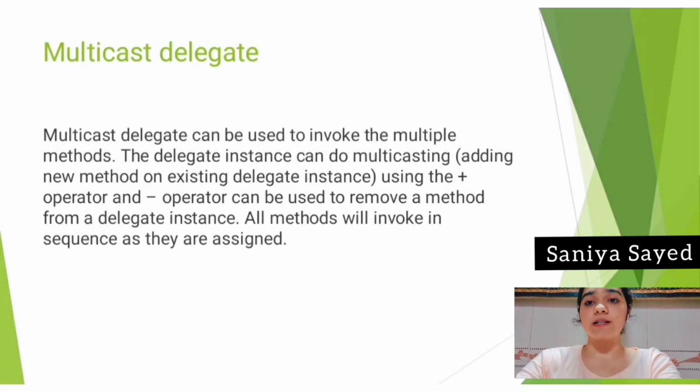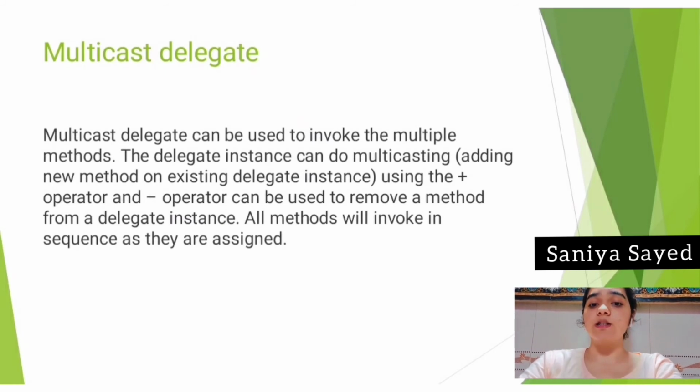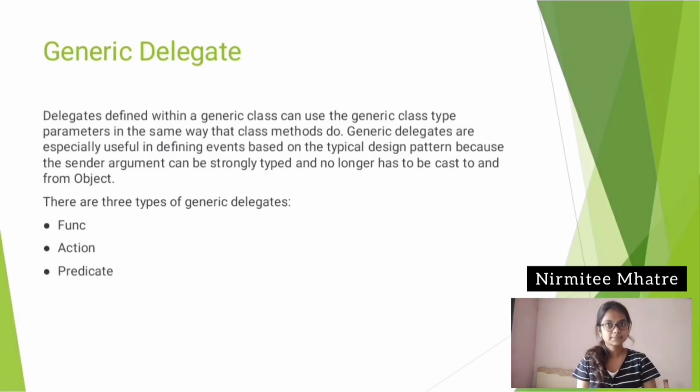Next we have multicast delegates. Multicast delegates can be used to invoke multiple methods. The delegate can do multicasting, that is, adding a new method to existing delegates using the plus operator, and using the minus operator it can remove a method from the delegate. All methods will be invoked in sequence as they are assigned. Today I'm going to explain generic delegates. Delegates defined with a generic class can use the generic class type parameters in the same way the class methods do.